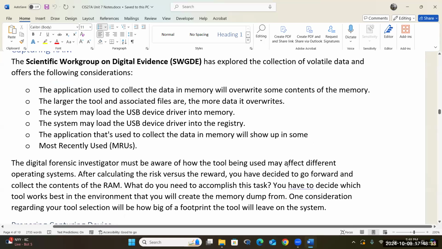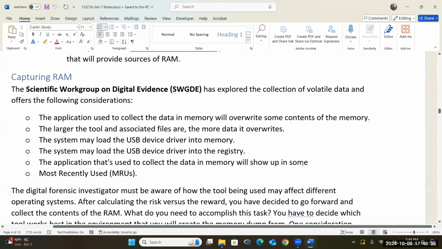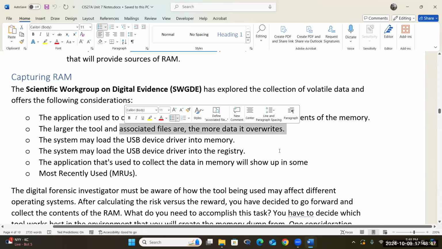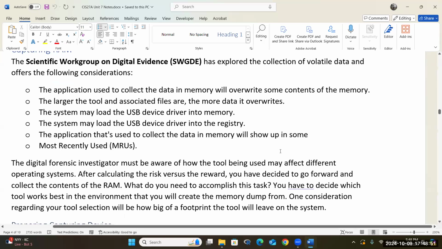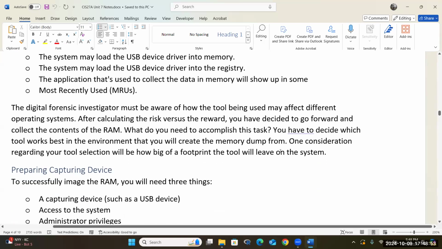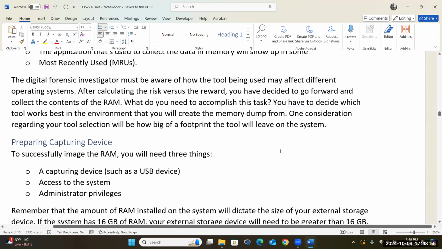Okay, so the next part here, it talks about the Scientific Working Group on Digital Evidence. This gives you volatile data and some additional information regarding how your storage is used for data storage. Okay, you'll be able to get some information about drivers, about USB.